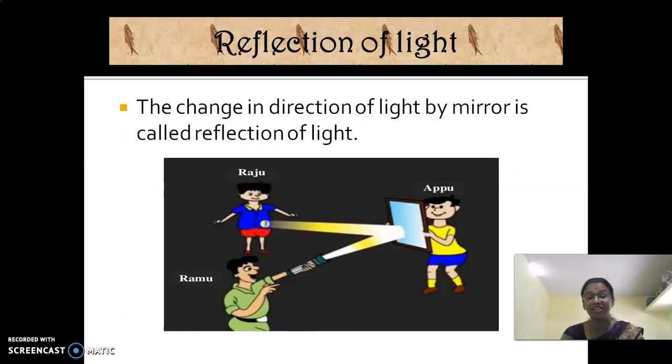Second thing is reflection of light. That is, the change in direction of light by a mirror is called reflection of light. I said light always travels along a straight line. If you want to change the direction of light, if you place a mirror in the path of light, the direction of light can be changed.